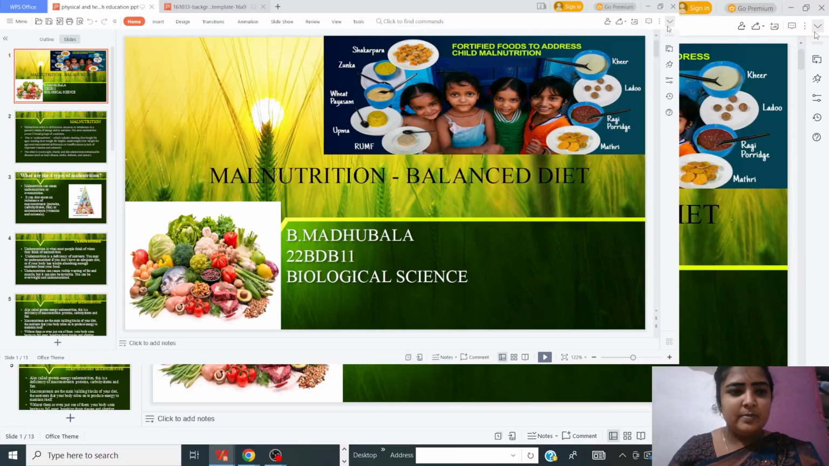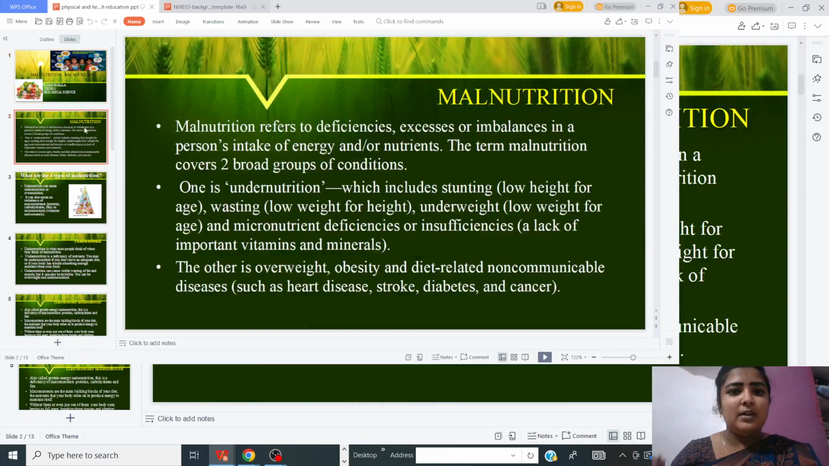Today we are going to learn about malnutrition and the balanced diet also. First we move on to the malnutrition introduction. Malnutrition refers to deficiencies, imbalances or excess in a person's intake of energy or nutrients that come under malnutrition.